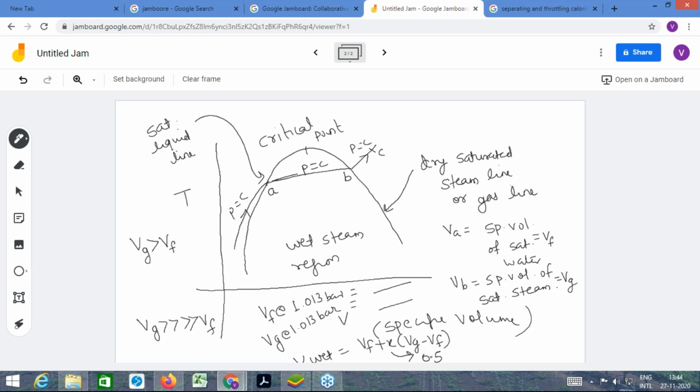So Vf is around 0.001, Vg is around 1.673, and dryness fraction is 0.5. So this will give you the specific volume of the wet steam. I hope it is clear to you how to find the specific volume. Tell me the answers. Gunjan, Kunal, Sharvari, Yashraj, Ankush.